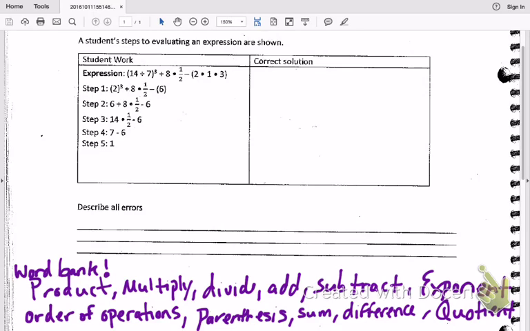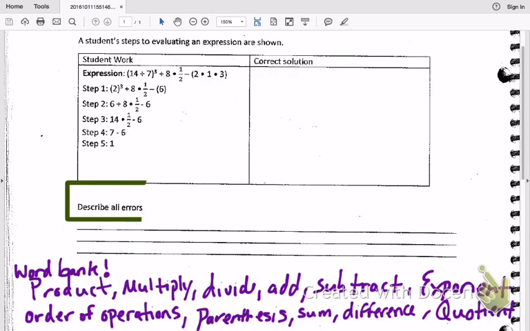I want you to watch this video very closely. Fill out your paper as we go. Okay, first off, it says a student's steps to evaluating an expression are shown. If you look very closely right here in this underlined location, it says the correct solution. That means you need to find the correct solution. Also down here, you need to describe all the errors that the student made. Okay. So we're going to go ahead and get started on that.